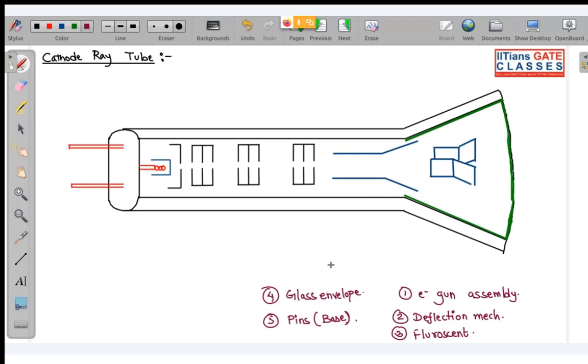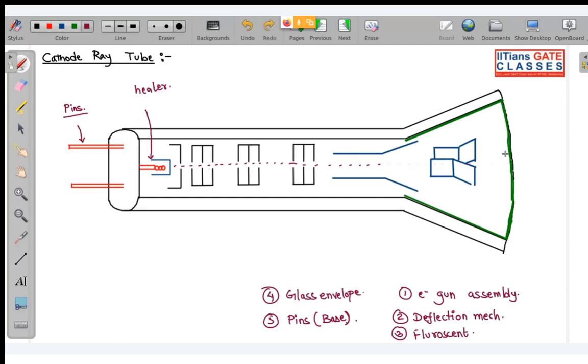Now how do we do that? We have these pins, which come under the base. These pins supply current to this heater. In this heater, we generate heat to generate electrons, a stream or beam of electrons, like this.